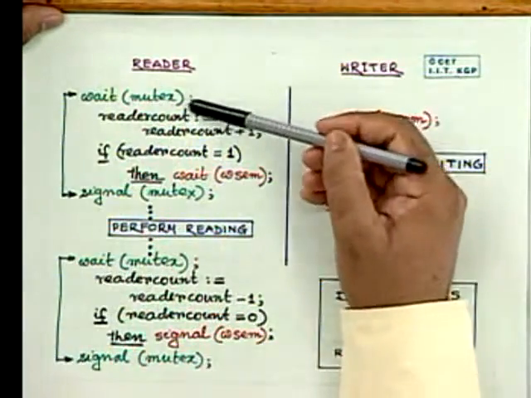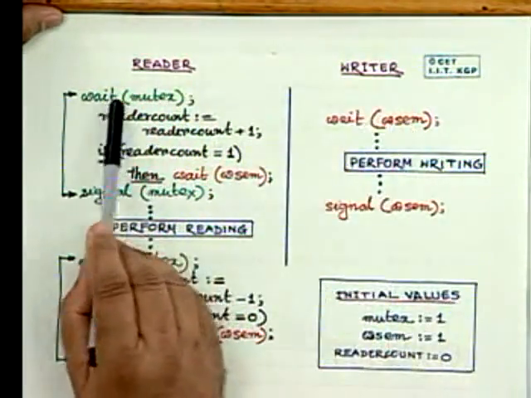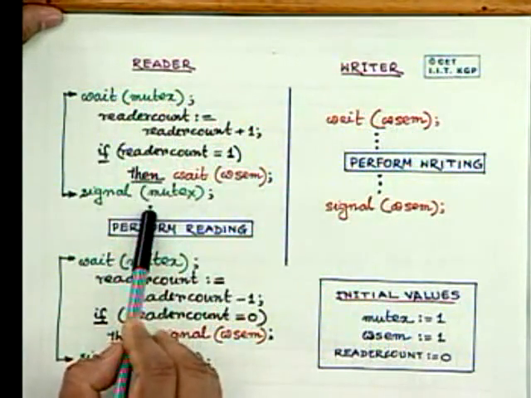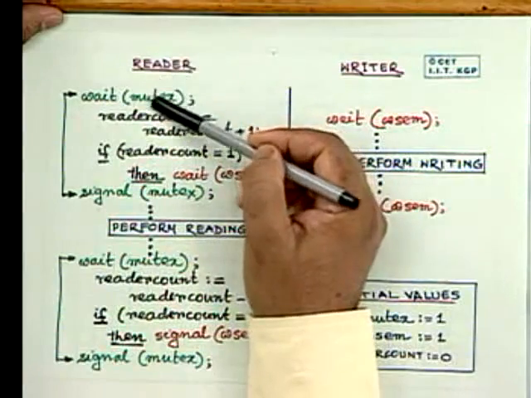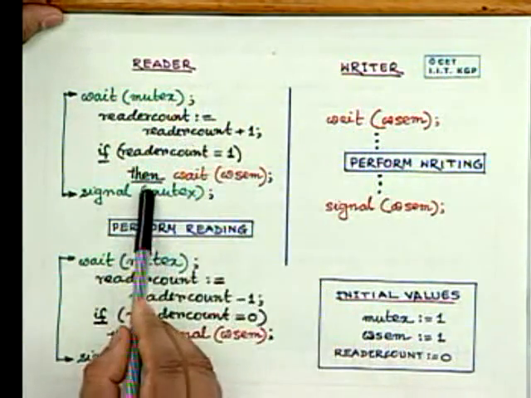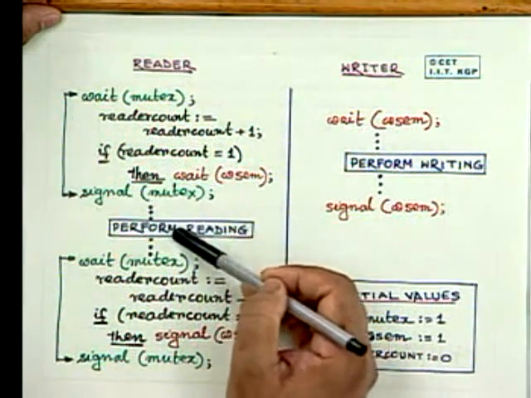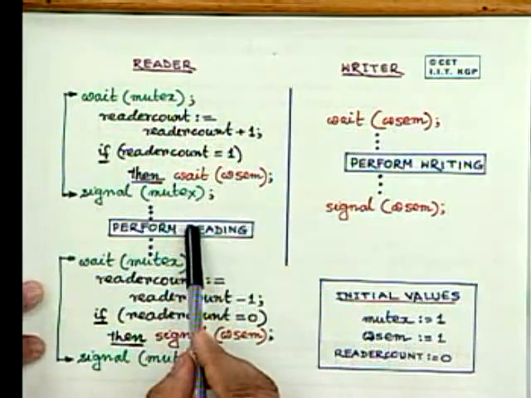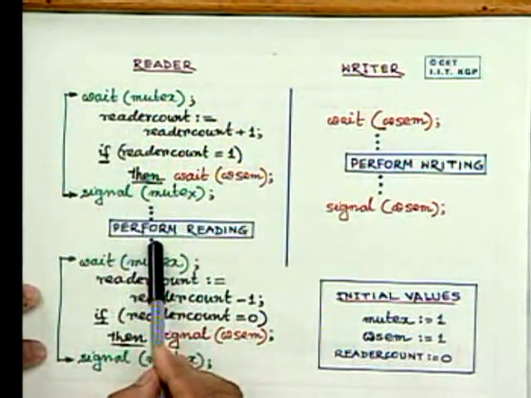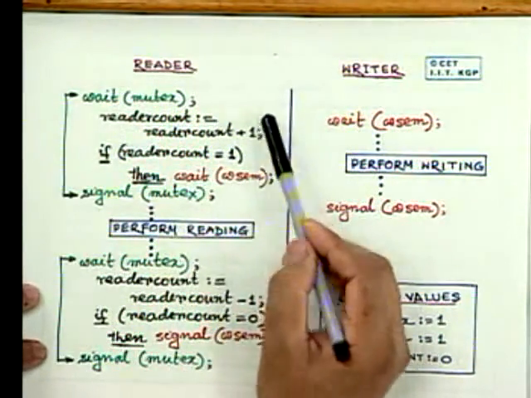The other readers, since the first has executed signal mutex, will simply wait on mutex, increment the reader count, and then come out of the signal mutex. Therefore, once entered, they can enter the perform reading. Therefore, once a reader is here, any number of readers now can come into it. As the readers come in, the reader count is incremented by 1.